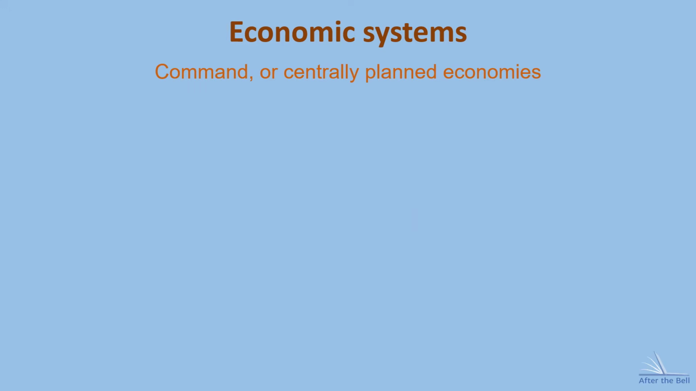What if we want governments to take a stronger role in managing the economy? Some countries have decided that the government is best placed to make all the decisions about how resources should be used. These systems are called command or centrally planned economies. So rather than leaving private businesses to compete with each other, the government directs production through state-owned enterprises.